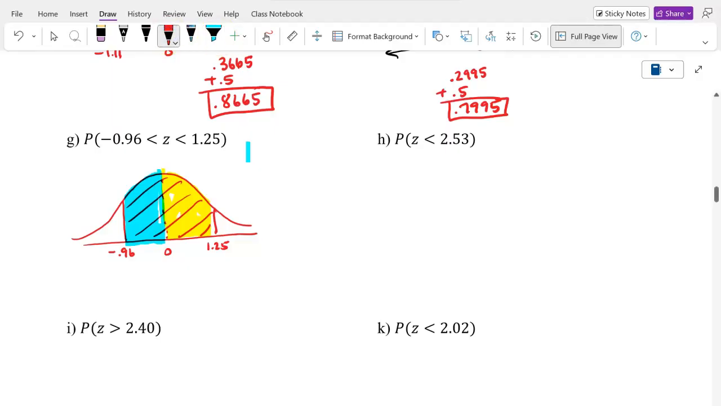Let's do it. To find the yellow area, I'm going to look up from 0 to 1.25. So along the left, 1.2, along the top, 0.05, and I'm going to get 0.3944. My table only reads areas from 0 to a point, so I can look up from 0.9 on the left, intersect with 0.06 on the top. That's going to give me 0.3315. But I need the total area, so I'm going to add them together.